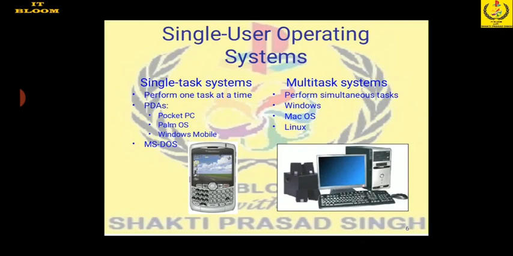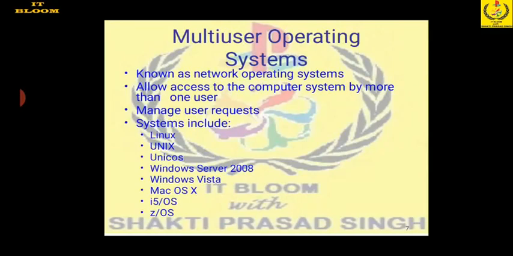Now next one is multi-user operating system. Multi-user operating systems, also known as network operating systems, enable more than one user to access the computer system at one time, by efficiently juggling all the requirements for multiple users. Means more than one user can access the same task at the same time is known as multi-user operating system. In that operating system, you can manage the users. Means you can give permissions to how many users can access that computer system.